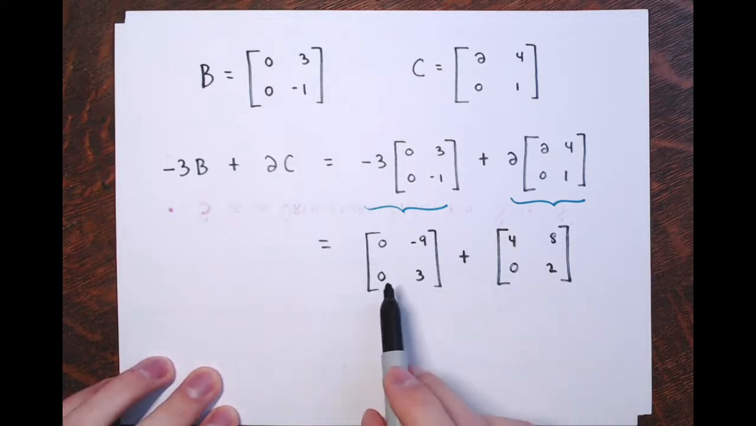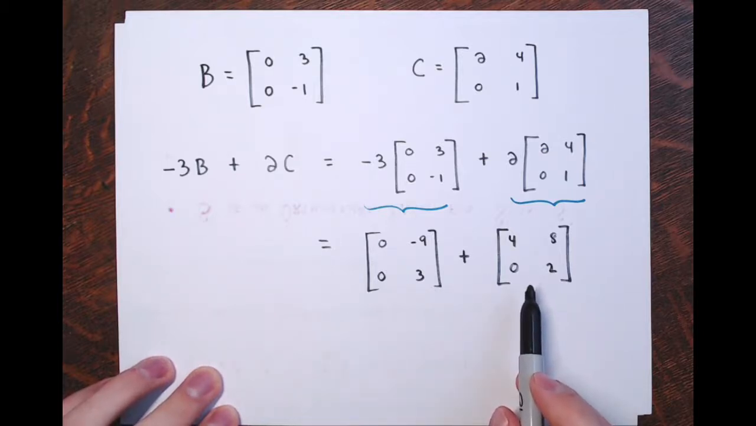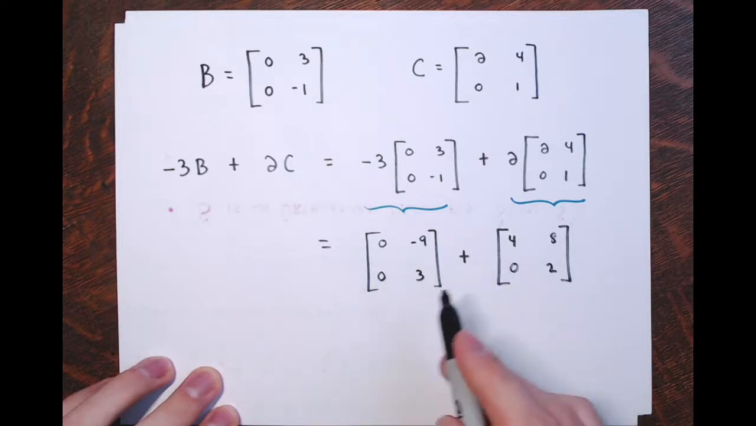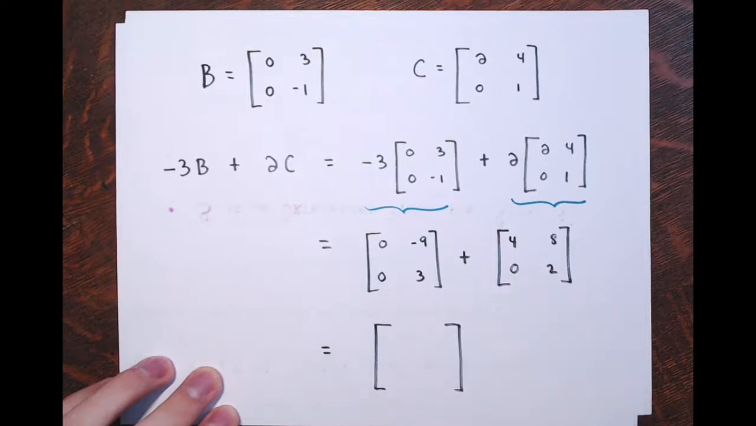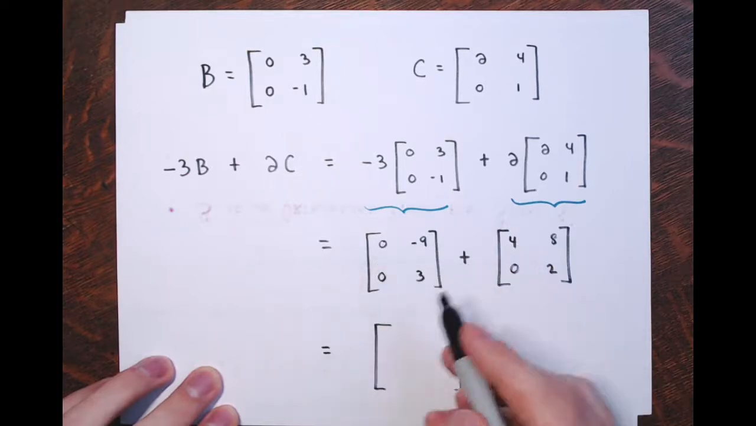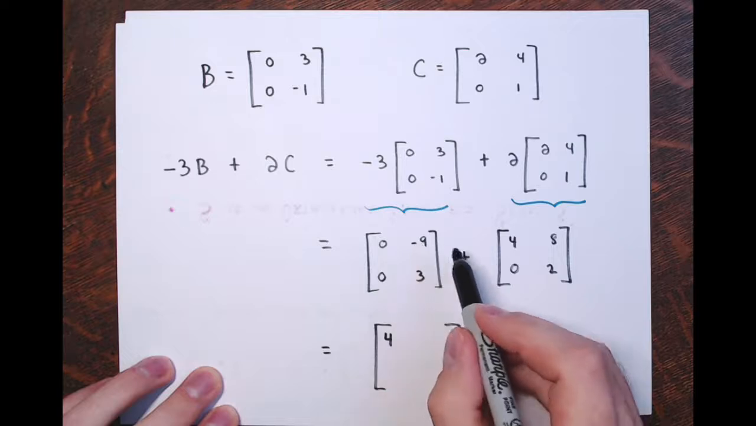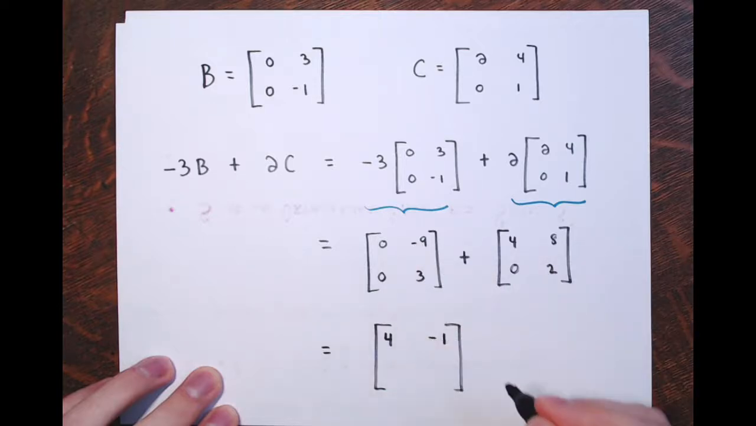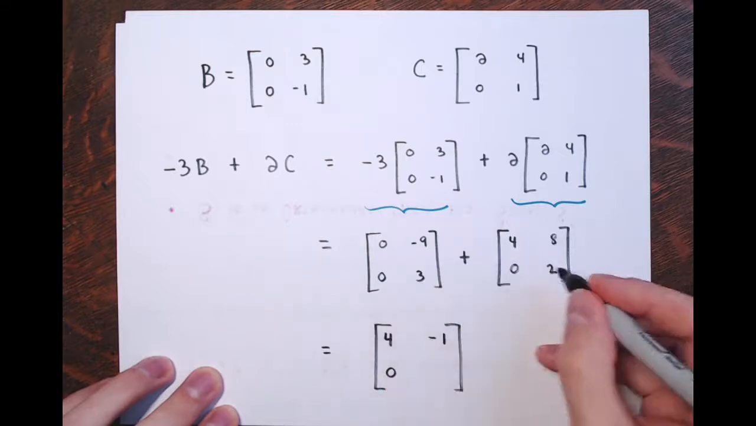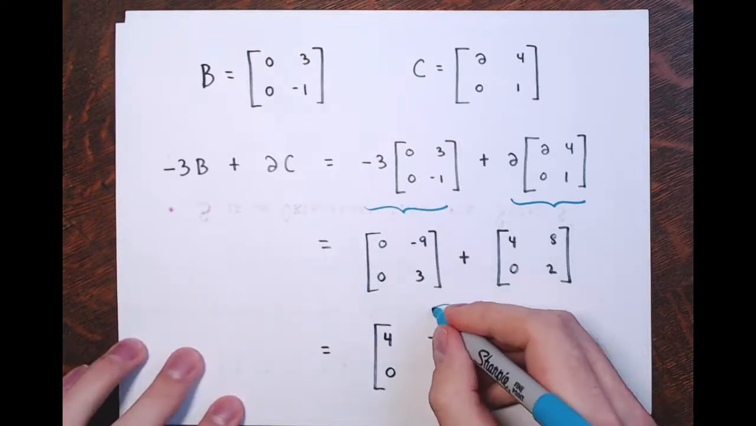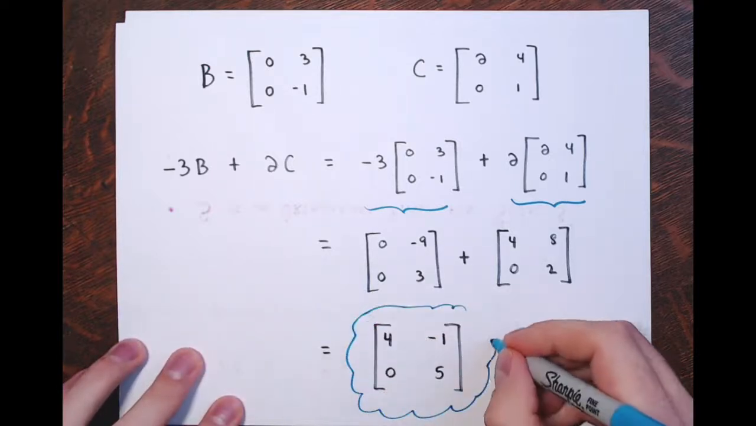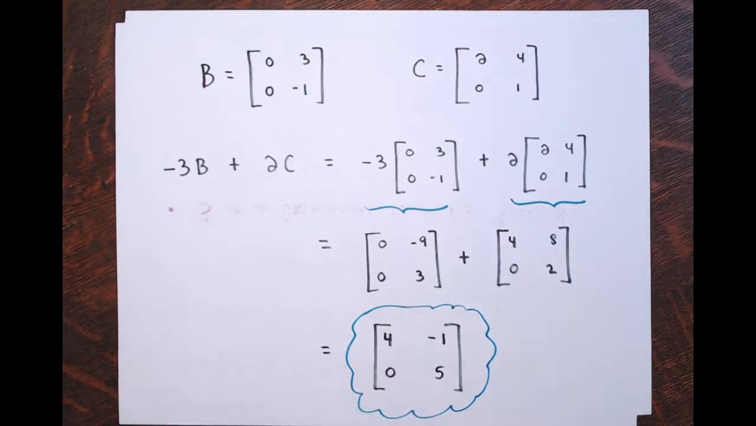And now I can add these because they have the same size. 2 by 2 plus a 2 by 2 will be another 2 by 2, but this time it's simply addition. 0 plus 4 is 4. Negative 9 plus 8, negative 1. 0 plus 0 is 0. 3 plus 2 is 5. And there we go. We're down to a single matrix. Here is our final result. That expression is equivalent to this 2 by 2 matrix.